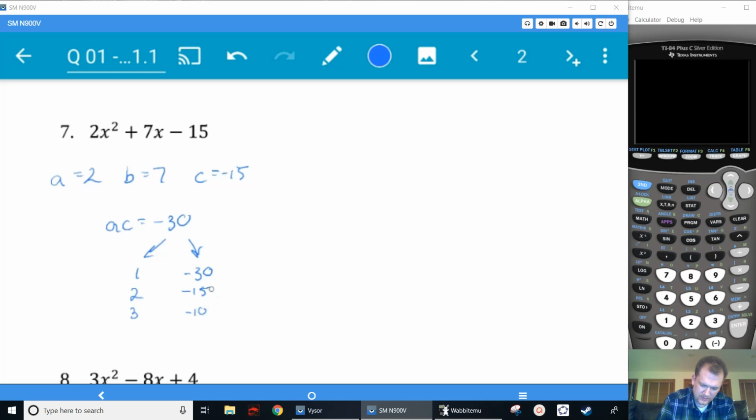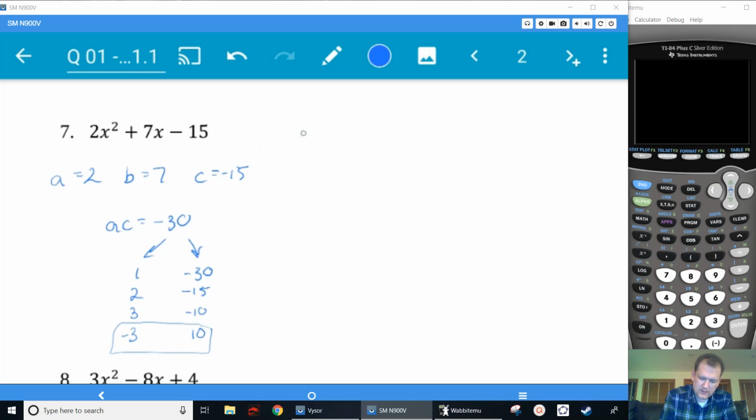See how these add to negative 7? What if we went negative 3 and plus 10? Now they add to plus 7. So this is the pairing we want. We could have done a whole bunch of other ones, but you might as well terminate the process once you've found a pair that works. So these multiply to negative 30 and they add to 7, which is what we want.